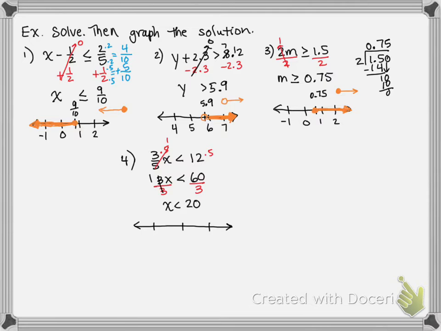3 tick marks only. 20 in the middle, 19 in front, 21 in the back. Let's analyze that inequality. It's less than, so it's open circle, meaning 20 is not a solution, and we color left for less than. Open at 20, and color to the left for less than.